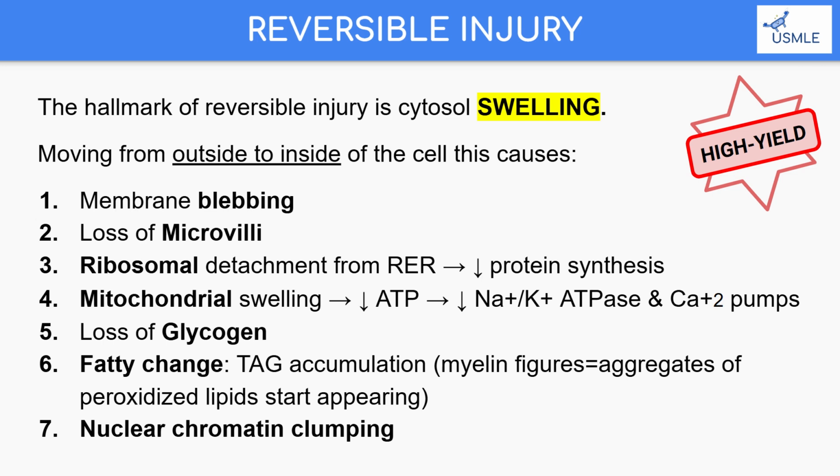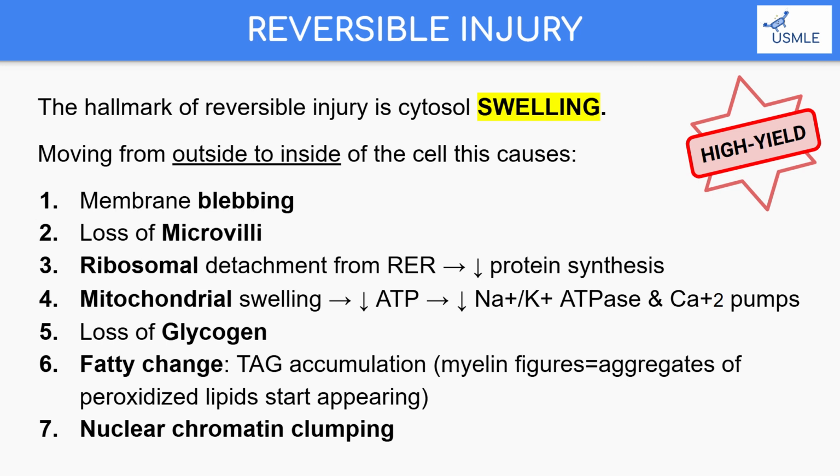First, the plasma membrane starts to show signs of distress, leading to membrane blebbing, small bulges or blisters that form on the outer surface. The microvilli, which are finger-like projections on the cell membrane, begin to lose their structure, further compromising the cell's ability to interact with its environment. Inside the cell, the ribosomes detach from the rough endoplasmic reticulum. This disrupts protein synthesis, further impairing cellular function.